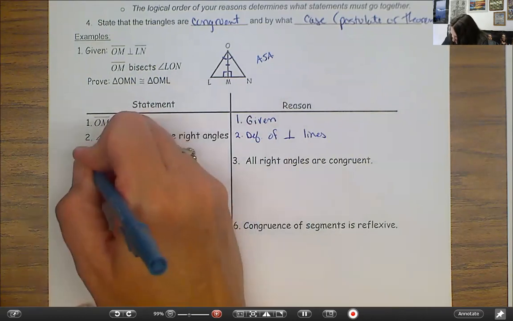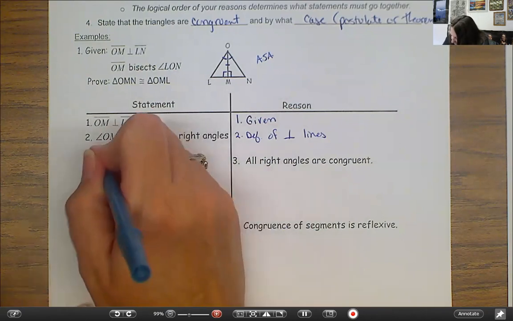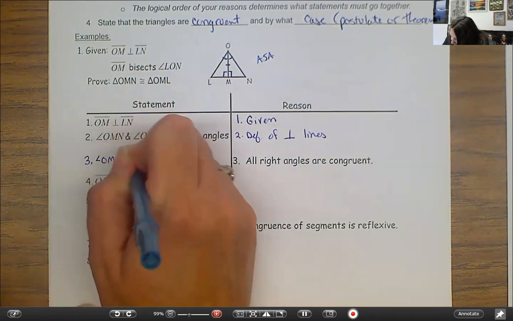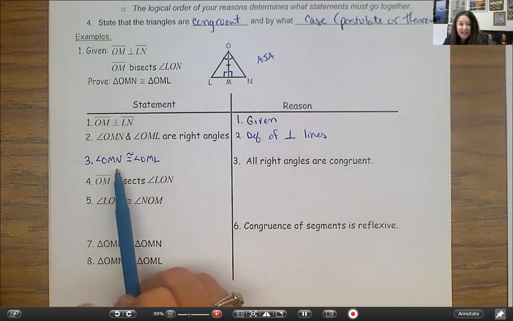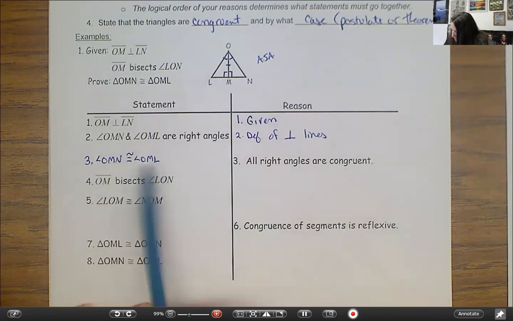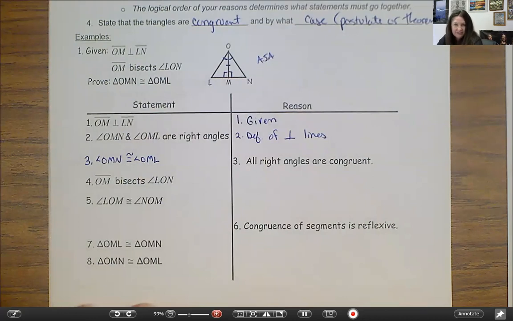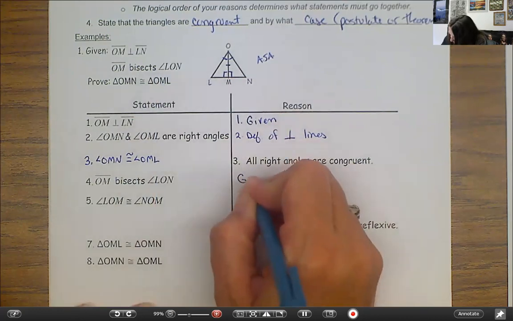Now, what we should know here, if I'm going to add in a third step, I now need to say that angle OMN is congruent to angle OML, because I have to have a congruency statement for those 2 angles. But I know right angles are always congruent. That's your right angles congruent theorem, or right angles are congruent. Now, step 4 told us that OM bisects angle LON. That's my second given statement in this proof.